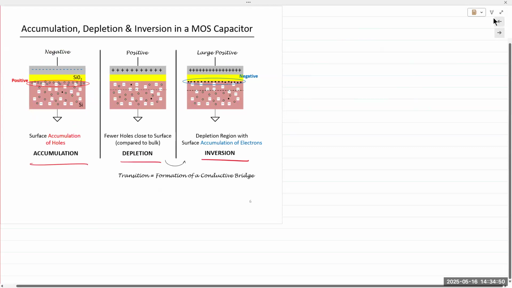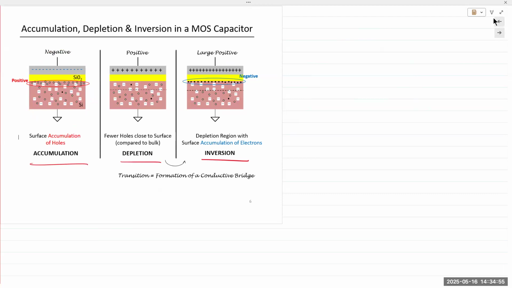So this image is excluding the drain and the source. That is correct. All right. So accumulation, depletion, and inversion in that MOS capacitor.